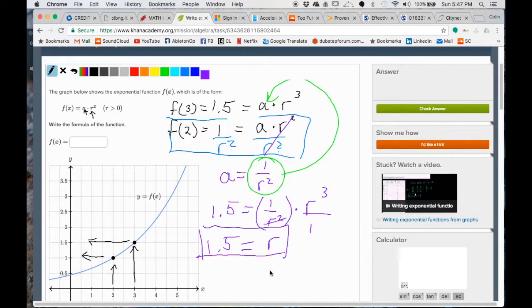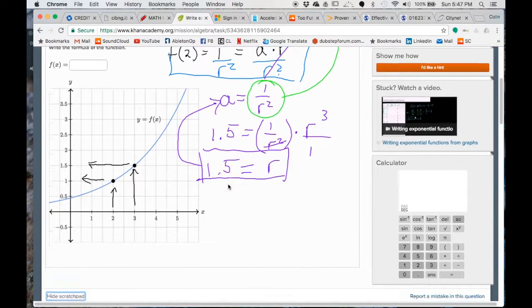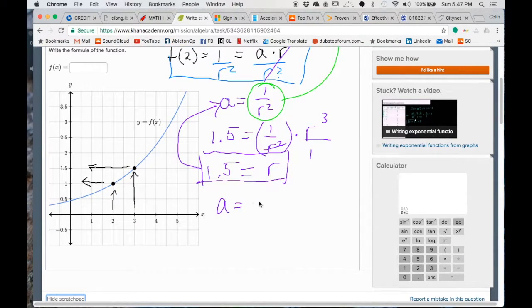Now we just have to figure out what a is, and we can do that by plugging back into the formula we figured out a minute ago. A equals 1 over 1.5 squared. The calculator should be able to figure out what that is. Let's just say 1.5 times 1.5. Alright, 2.25. So we'll have 1 over 2.25. That's our a.